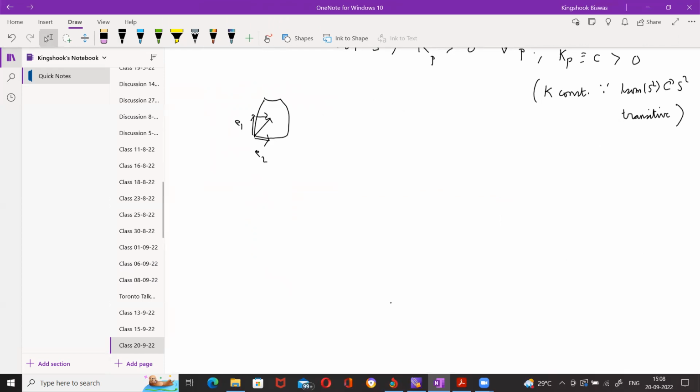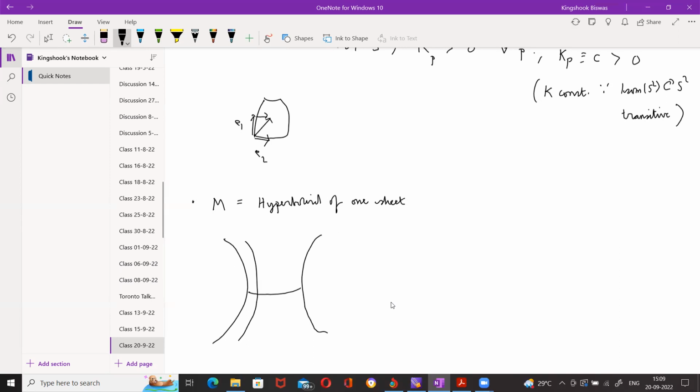Okay, now what about a surface of negative curvature? So let's take M to be, say, the hyperboloid of one sheet. So this is like this. This is what we sit on, right? This is a hyperboloid of one sheet. So this has one central geodesic in the middle. This is a geodesic, all right.